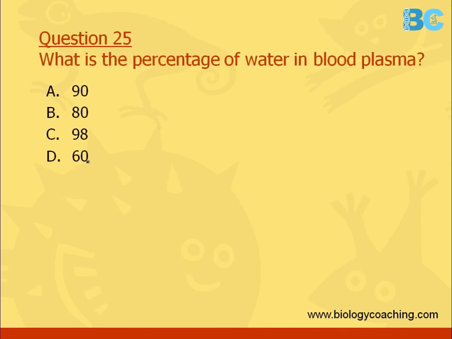What is the percentage of water in blood plasma? And in the plasma, 90% water is present. The correct option is 90. Plasma itself is made up of 90% water.